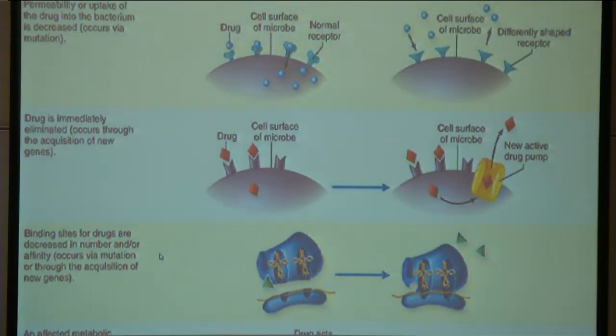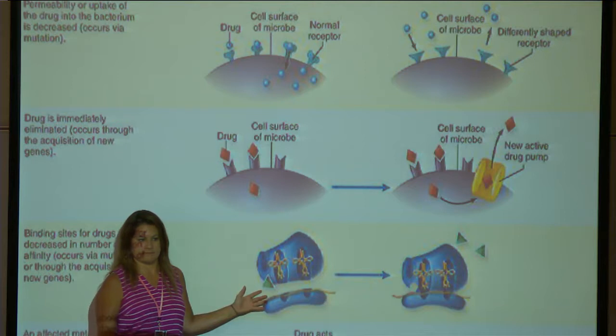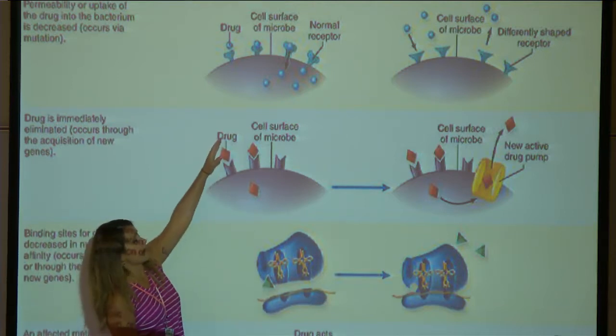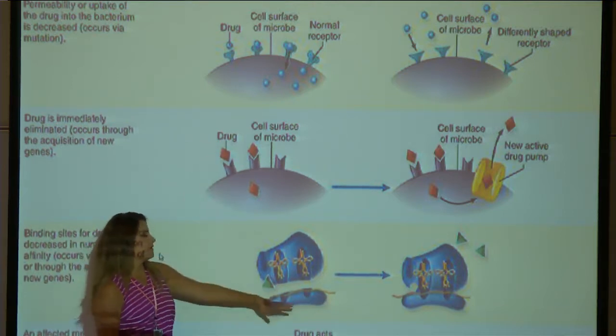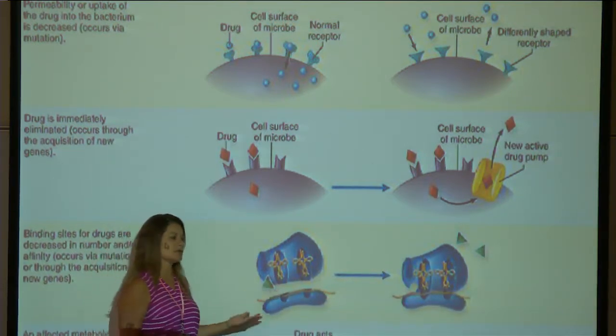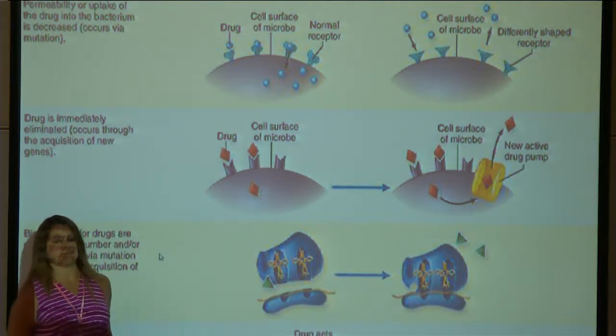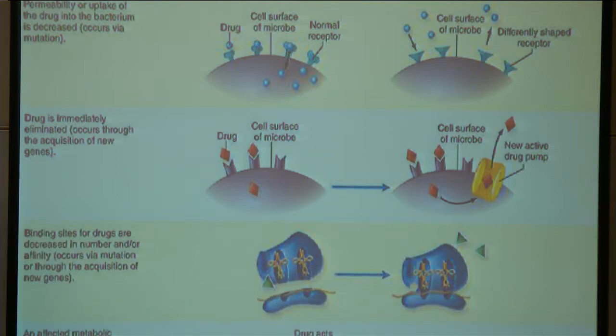Next one, the fourth one is very similar to the second one. The second one at the top of your screen, the receptors became different. This one, the binding sites within the cell become different. Number 2 up here, that one was on the outside of the cell. This one, number 4, binding sites within the cell change. If the drug was designed to bind to the ribosome, that little site on the ribosome changed. Now the drug can't bind to the ribosome anymore.